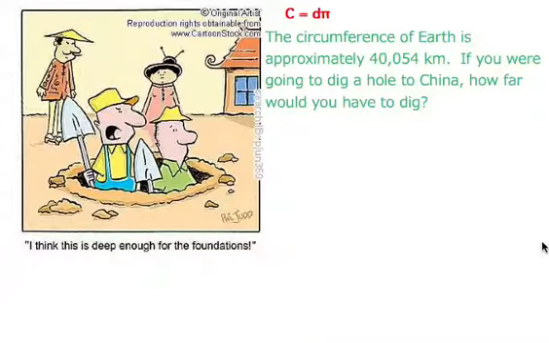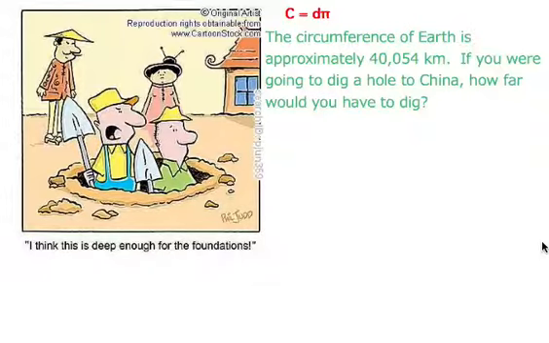All right, so this one is a little bit of a challenge one. Here we have our fun little comic of some people digging through the earth to the other side, to China. And it says the circumference of Earth is approximately 40,054 kilometers. If you were going to dig a hole to China, how far would you have to dig? All right, so I want you to think about this. Go ahead and pause it. Try to see if you can figure out how far you would have to dig, and then if you think you have the answer, hit play to check your work.